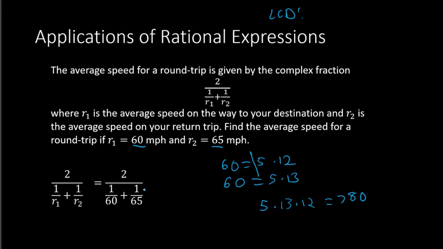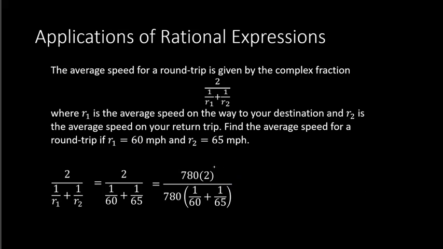So if we multiply the top and the bottom by 780, as you see typed up right here, 2 times 780, that would give you 1,560. 780 times 1 over 60, the 60 and 780 would divide out, that would give you 13, plus, and then 780 times 1 over 65, okay, 65 and 780 would cancel and give you 12. So what we have is 1560 over 25, as you see right here.